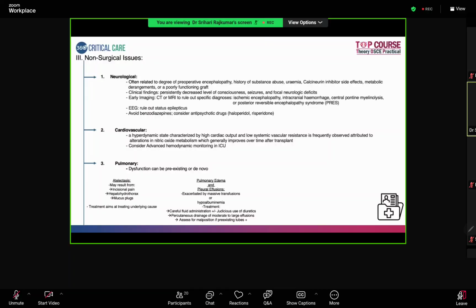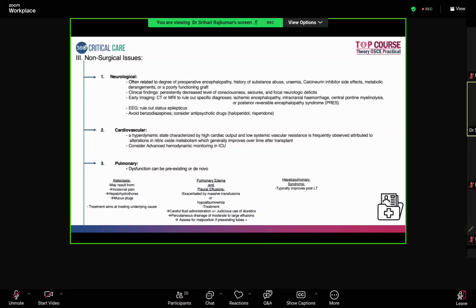The main management is careful fluid administration with judicious use of diuretics, because diuretics in post-transplant patients are a double-edged sword. You may think it's giving you benefit, but it can cause a lot of harm in ways we cannot imagine. So it needs to be very carefully titrated. Percutaneous drainage of moderate to large effusions, and assess for malposition if tubes are already there.